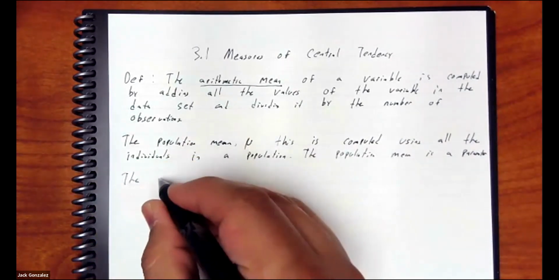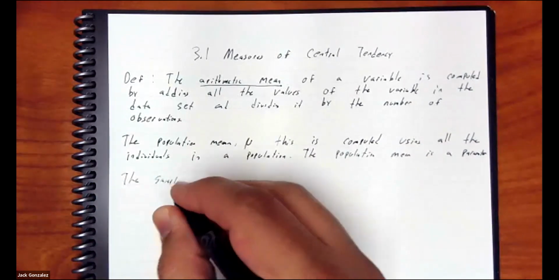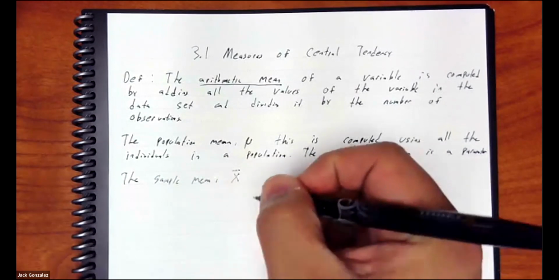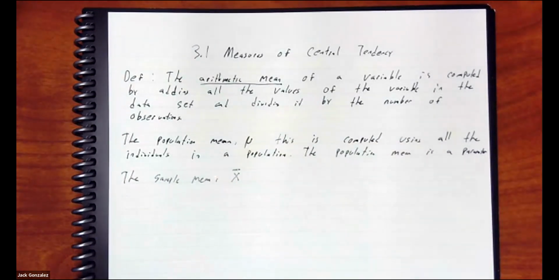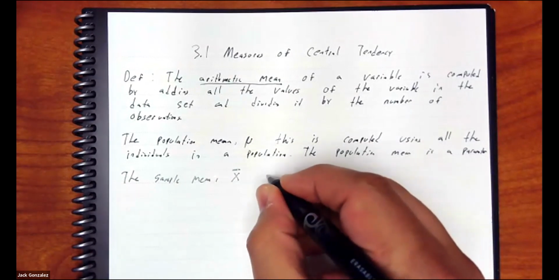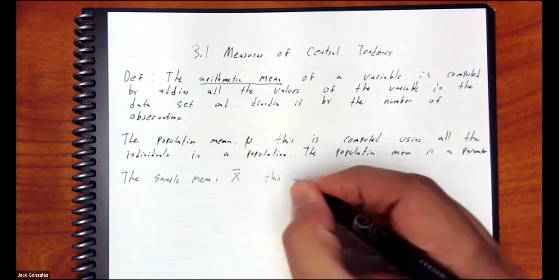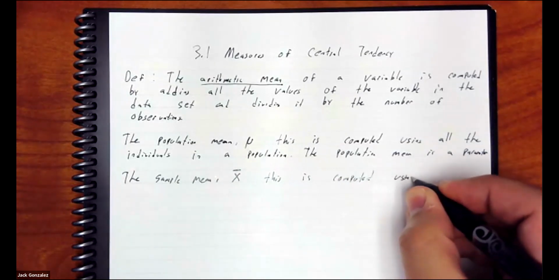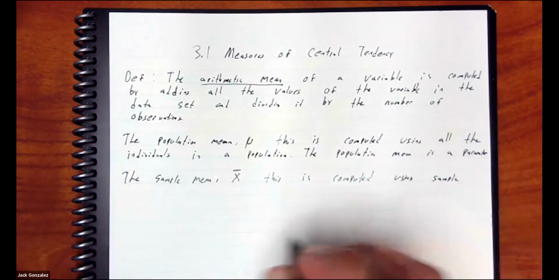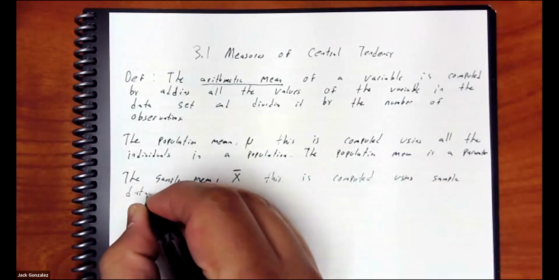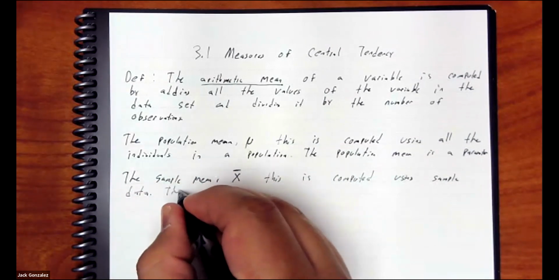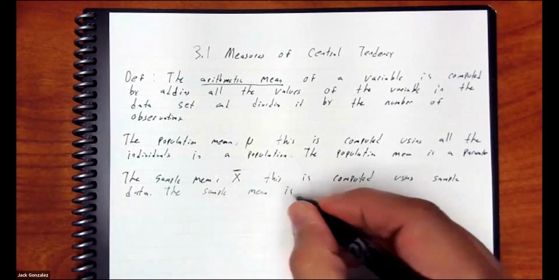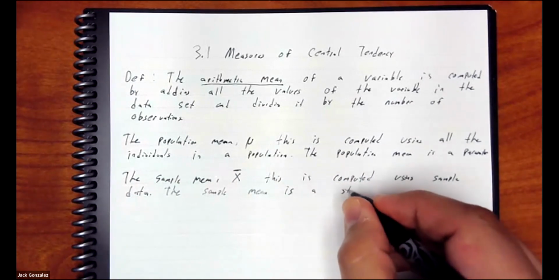Okay. The sample mean, they use an X bar. It's an X with a bar on top. This is computed using sample data. The sample mean is a statistic.